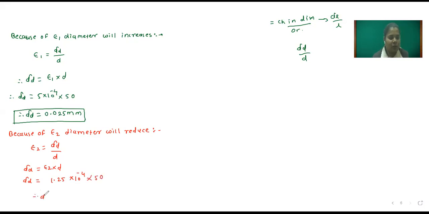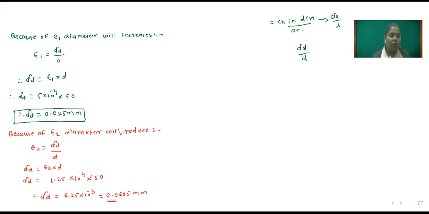So del D is equal to 6.25 into 10 raised to minus 3, which is equal to 0.0625 mm. So this is due to epsilon 2.